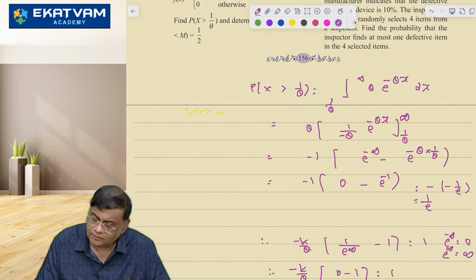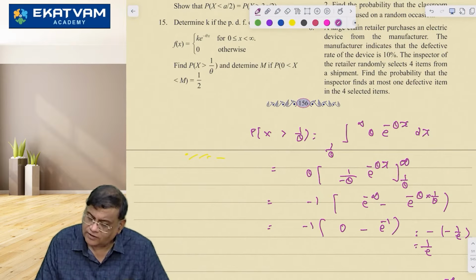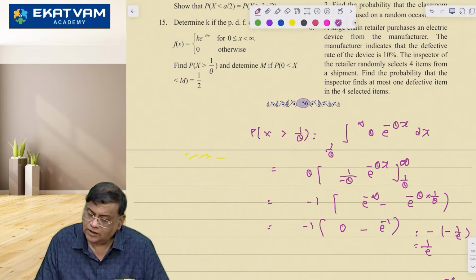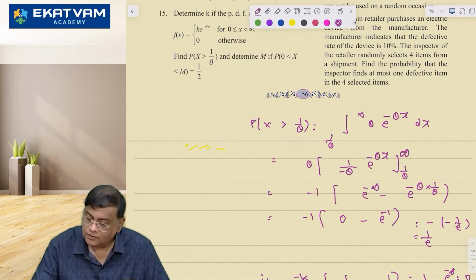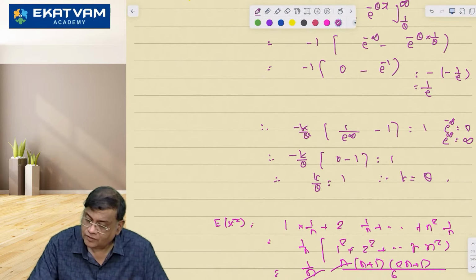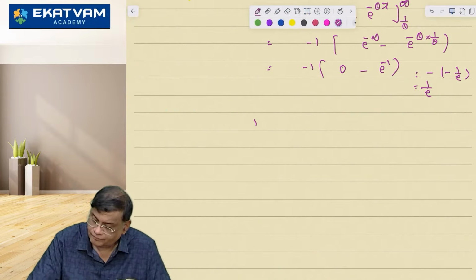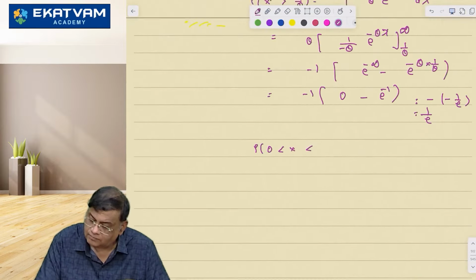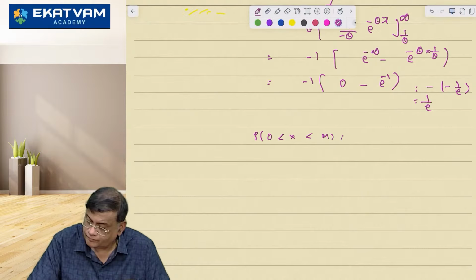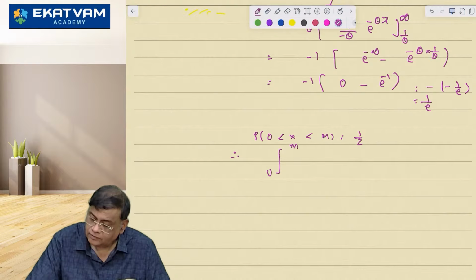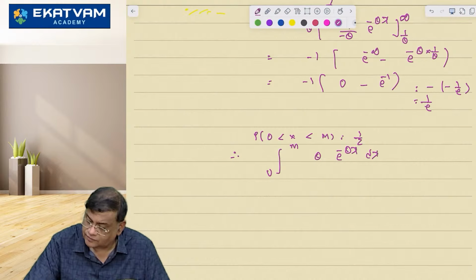And then second, find the value of m if the probability from 0 to m is 1 by 2. What will you do? Probability of 0 is less than x is less than m is half. That means integral from 0 to m of theta e raised to minus theta x dx should be equal to 1 by 2.